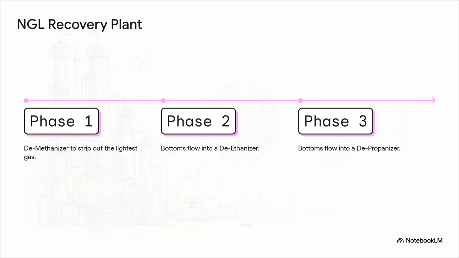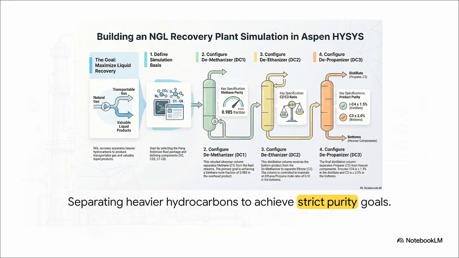Then, the bottoms flow right into a deethanizer. And finally, those bottoms flow into a depropanizer. It's this beautifully, highly orchestrated sequence. And here is the real so what of this whole complex plant simulation. We aren't just moving fluids around for the fun of it. We're systematically separating heavier hydrocarbons to achieve very, very strict purity goals.